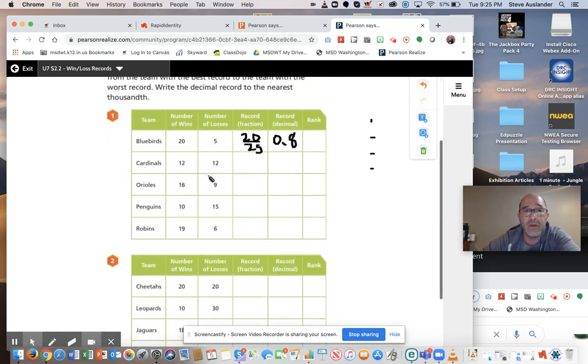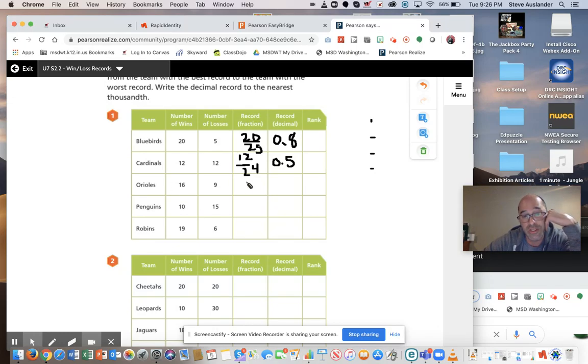Okay. Let's look at the Cardinals. They won 12. They lost 12. So that's 12 wins and 12 losses. How many games did they play altogether? Of course, 24. And you probably figured out that this is a team that won half of their games. And what is 1/2? That's 5/10, right, guys? 0 and 5/10, because they won half.